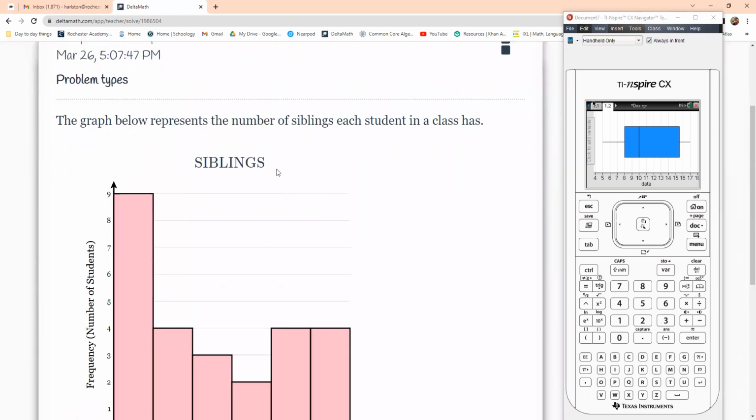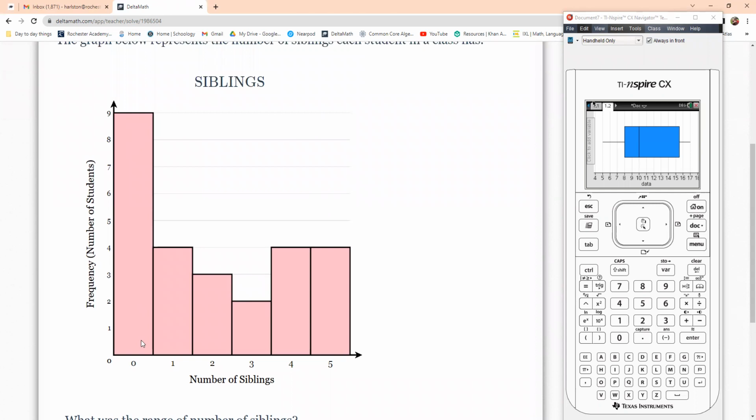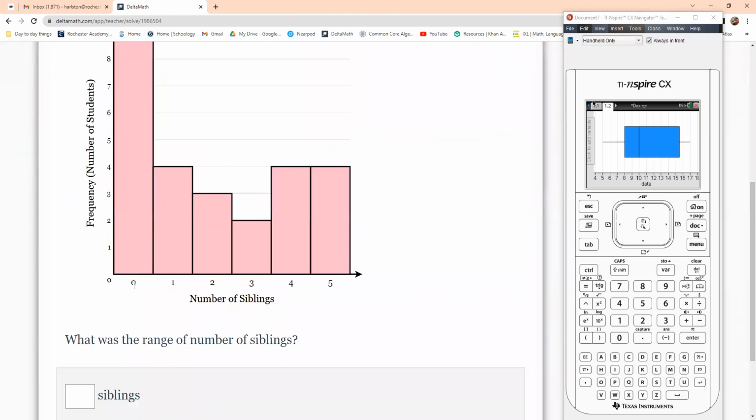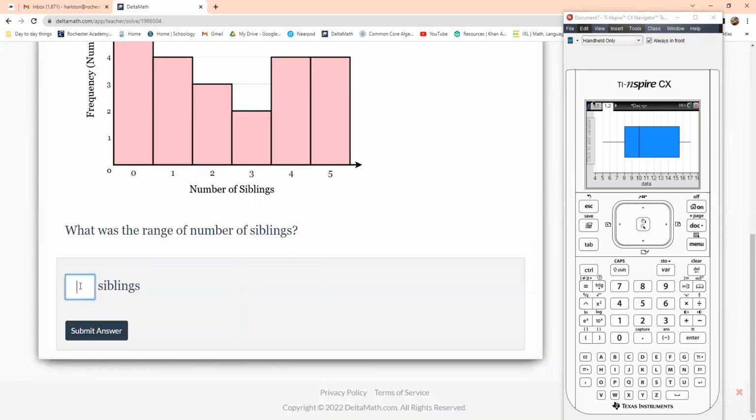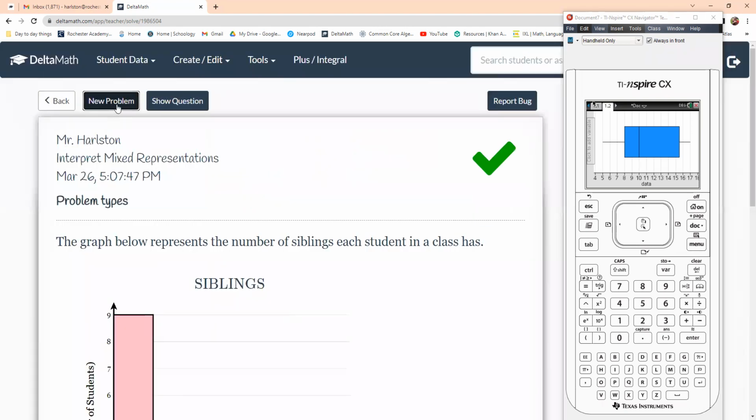All right, let's see. What do we need here? We want the range of siblings. So the maximum number of siblings is 5. We had four students who had 5 siblings, and we had a bunch, 9, that had 0 siblings. So they're only children. So we had 5 is the max, 0. So the range is the maximum minus the minimum. So it would be 5. All right. So let's see what else we got. New problem.